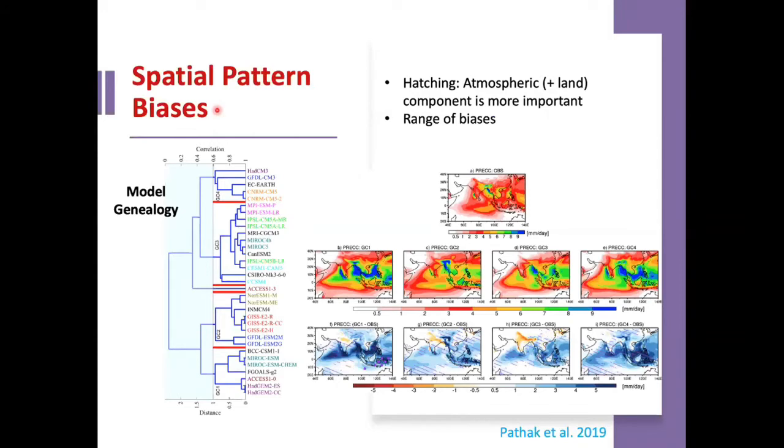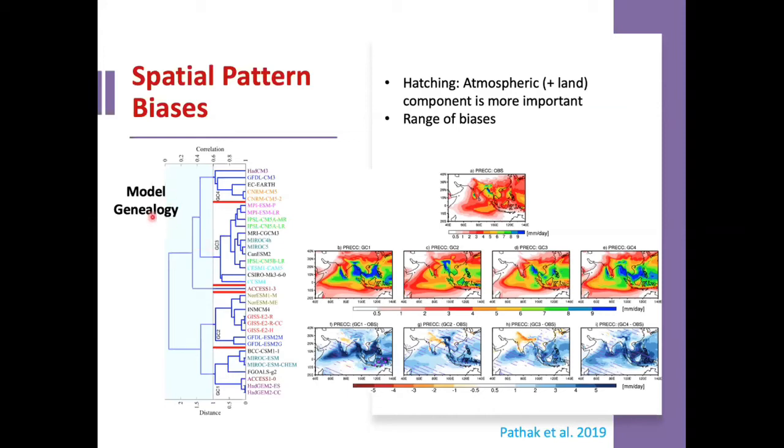So, continuing with the spatial pattern biases, this is taken from one of our students who had his PhD viva a couple of hours ago, Raju Pathak. This is from his paper. This is the model genealogy. Although we have, say, 50 odd models in CMIP, the Coupled Model Intercomparison Project, which is used by IPCC for the assessment reports, they have actually branched out from some base models. They are not developed from scratch per se. They are basically relatives of each other, more or less, with some differences.